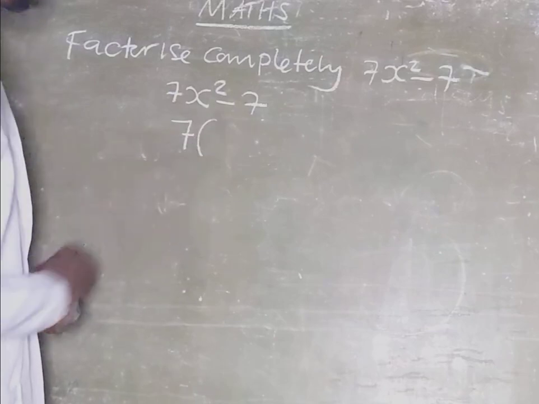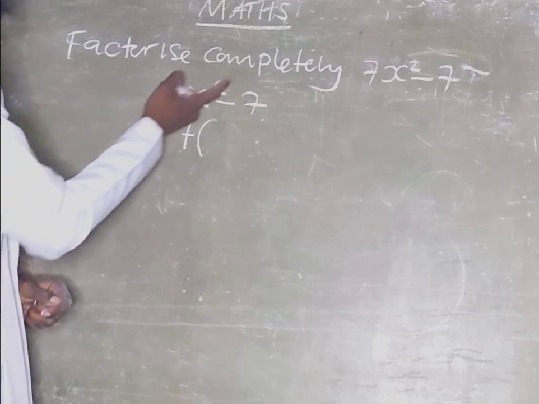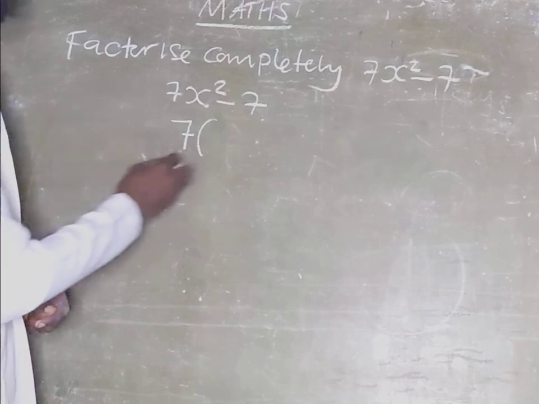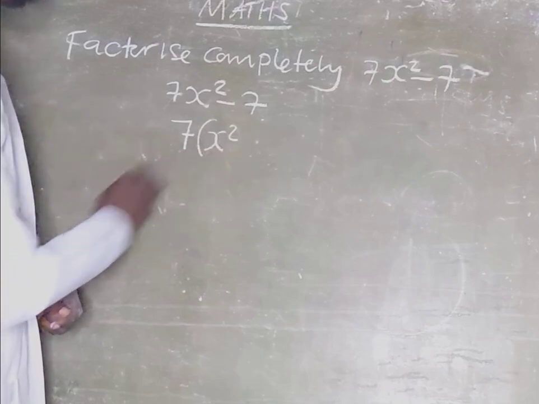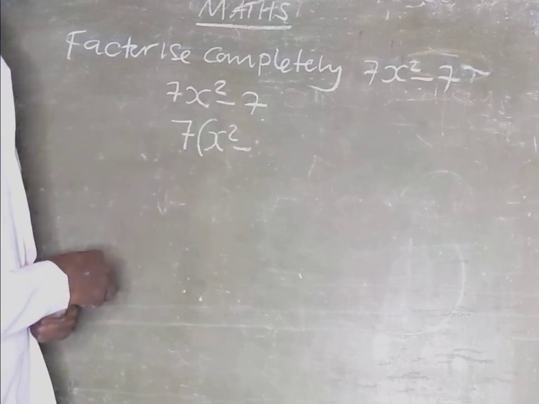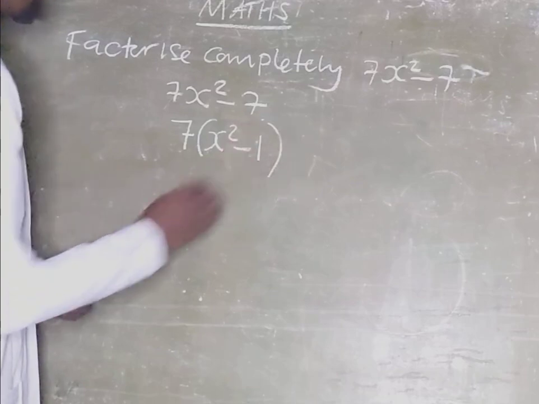So we open brackets there. 7 into 7x squared, meaning 7 is going, we are remaining with x raised to the power 2, minus then 7 into 7, that is 1. So we write 1.